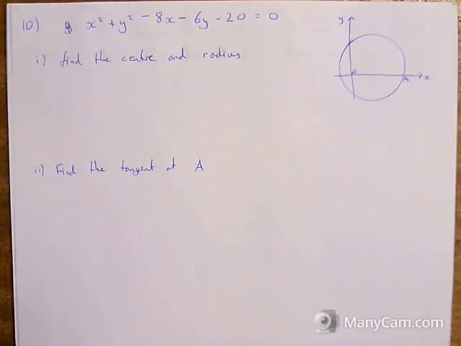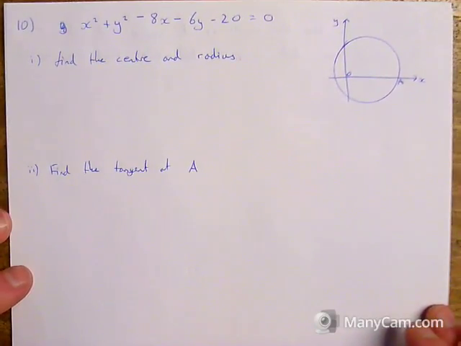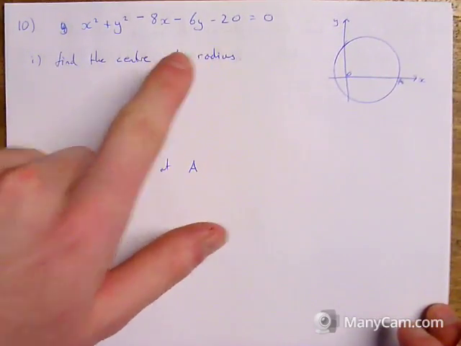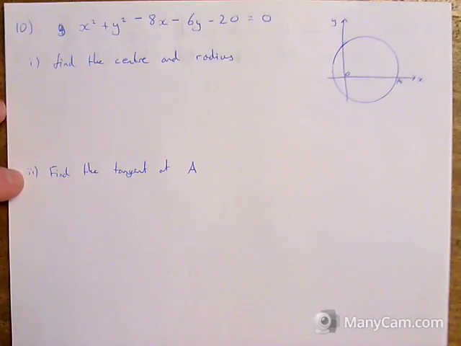Okay, question 10, second to last question on the exam paper. Quite a hefty question. It's worth 14 marks altogether, and it's looking at circles, finding tangents, radius, centres, things like that. So the first part, we get given the equation of the circle x squared plus y squared minus 8x minus 6y minus 20 equals 0.